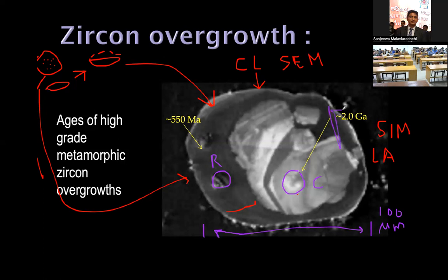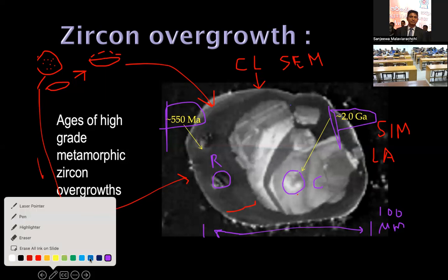old ages have been given from the core area, right? Like 2 gigaannums, like 2000 million years, whereas the rim areas give some younger ages, right? It's more or less like 550 million years, 550 Ma ages are given from the rim area. So this indicates originally this grain was there, and there has been later overgrowth.